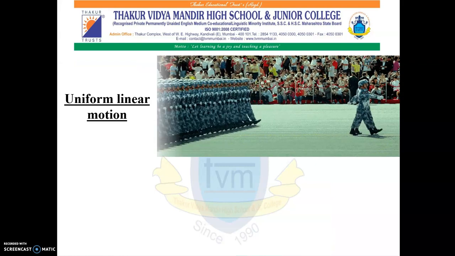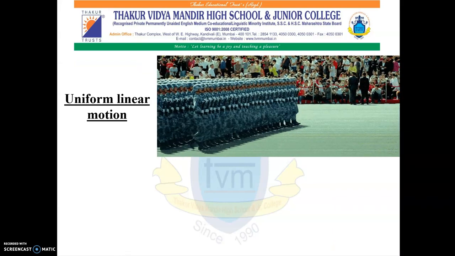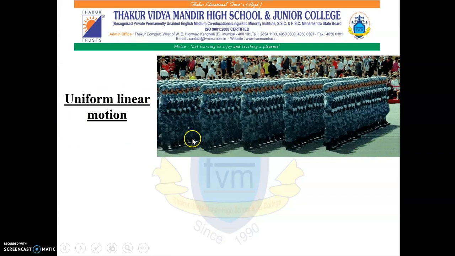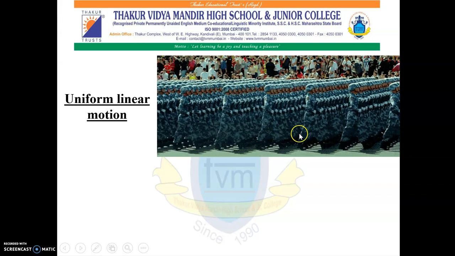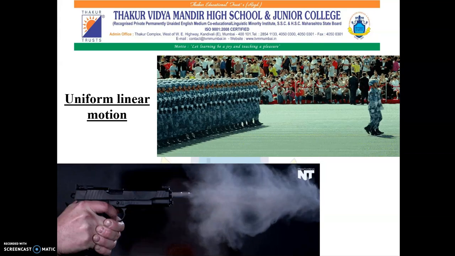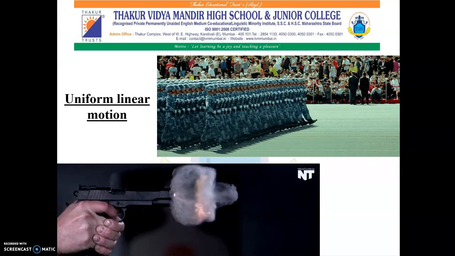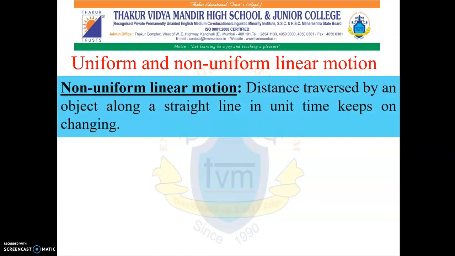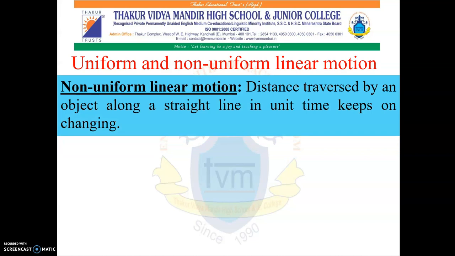Let us see few more examples. Here also the motion of soldiers is uniform. In unit time they are covering equal amount of distance. Bullets fired from gun is also an example of uniform linear motion. Now let us see non-uniform linear motion. Distance traversed by an object along a straight line in unit time keeps on changing. It is exactly opposite to the uniform linear motion.